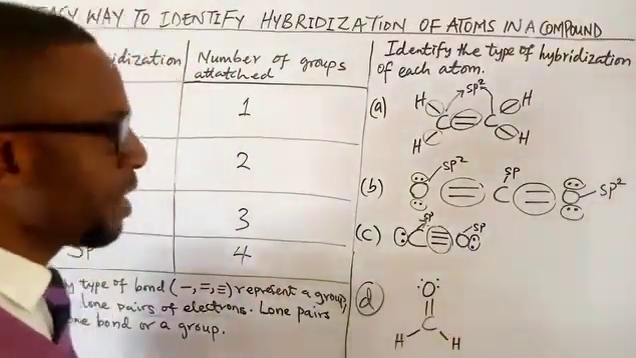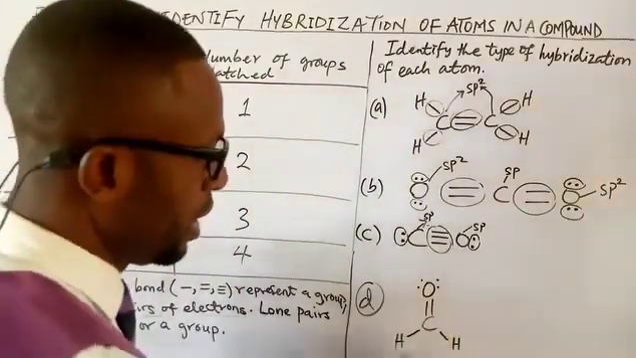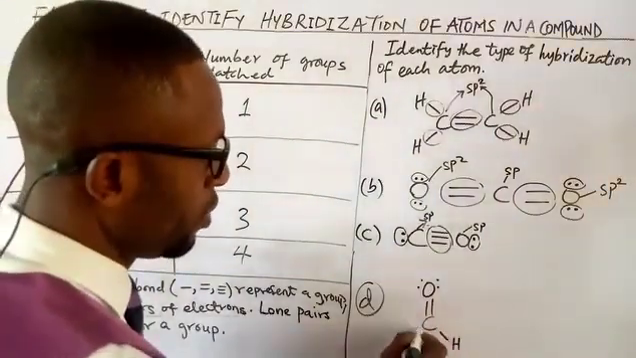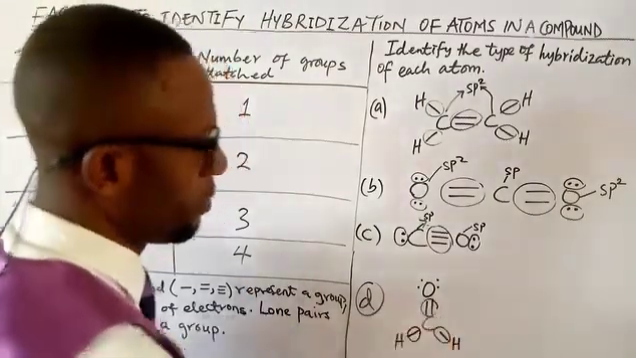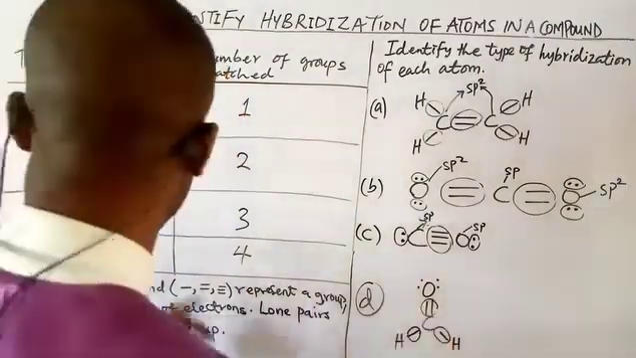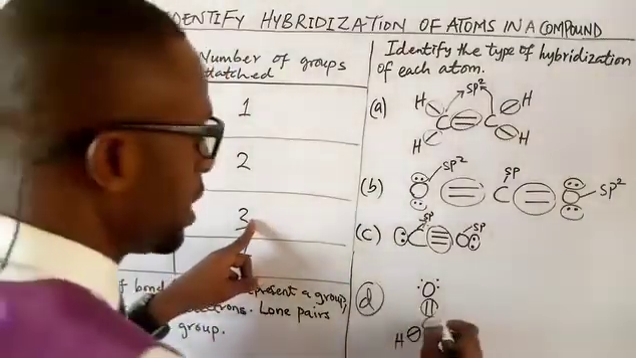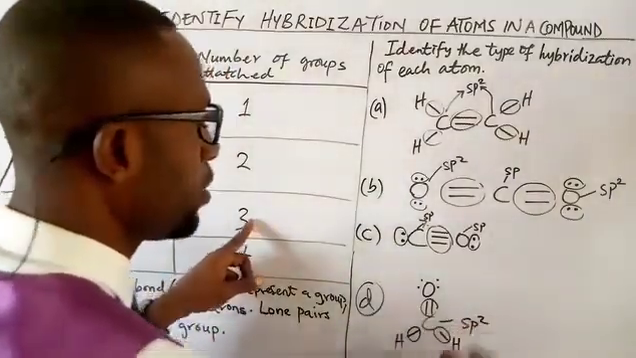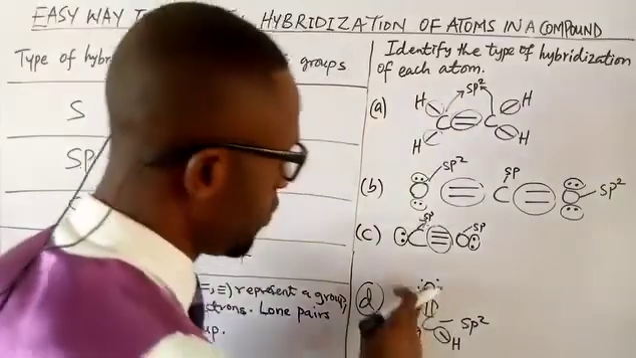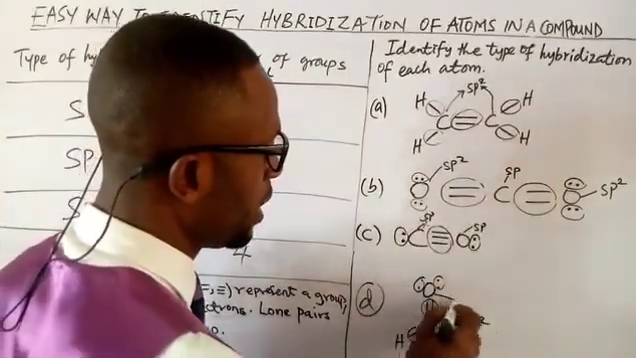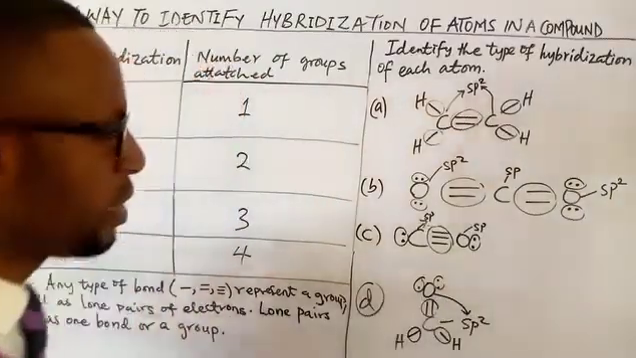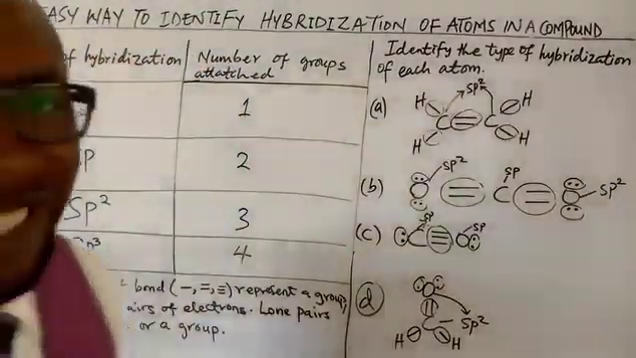And finally, you have that for formaldehyde. Okay, the carbon here, you count the group 1, you count 2, okay, and you count 3. All right, so if you have 3 groups attached, you see that this carbon is in the state of sp2 hybridization. For oxygen, you have 1 group, you have 2 groups, you have 3 groups. Again, oxygen is in the state of sp2 hybridization.